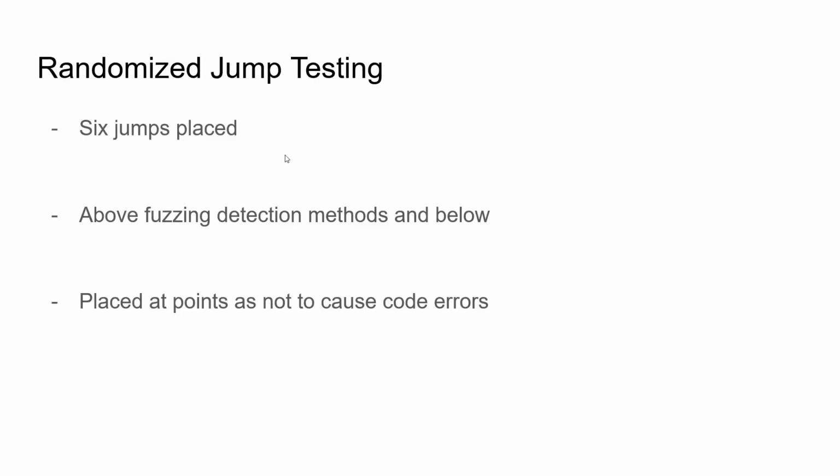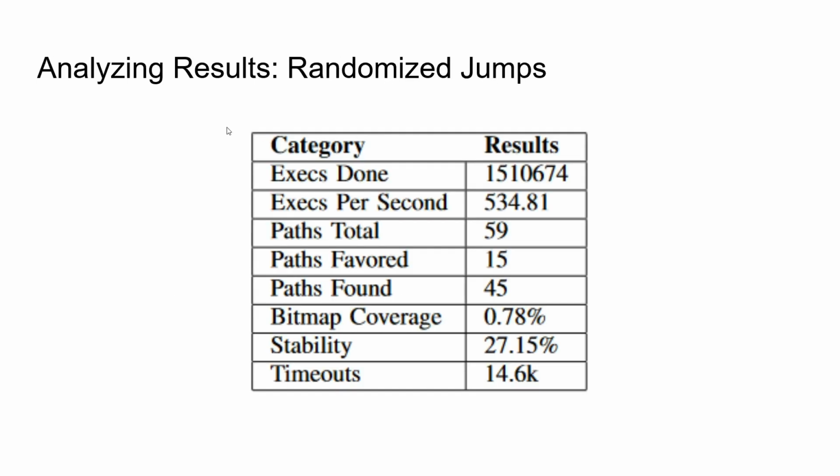So for our randomized jump testing, we placed 6 jumps throughout the program. Some were above the fuzzing detection methods, some were below, some were in it. And their purpose is not to cause code errors. This was discussed. If a programmer causes code errors, they could unintentionally create vulnerabilities. And so analyzing these results, it's not as dramatic of an improvement.